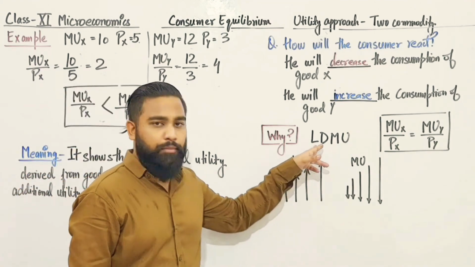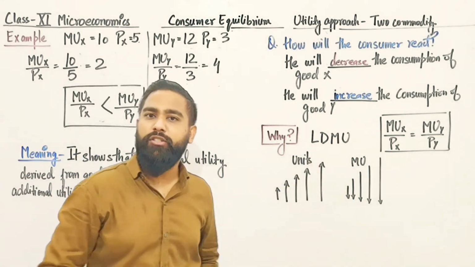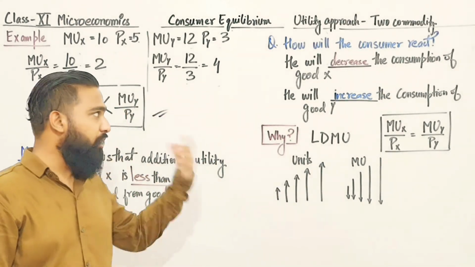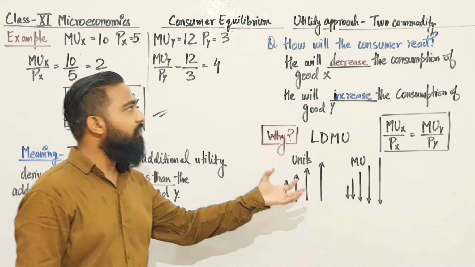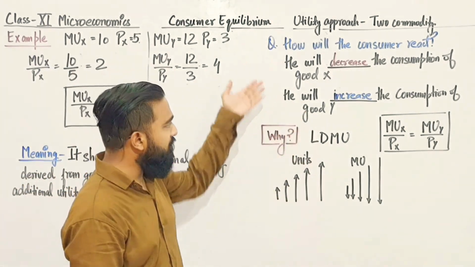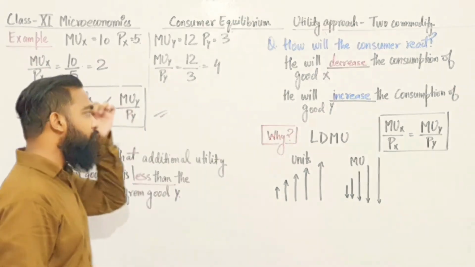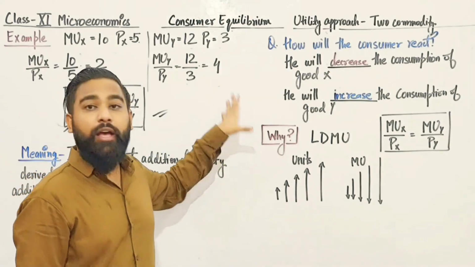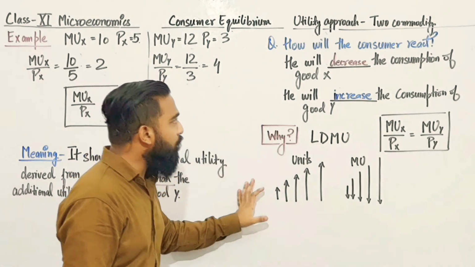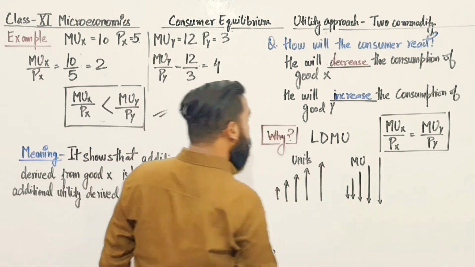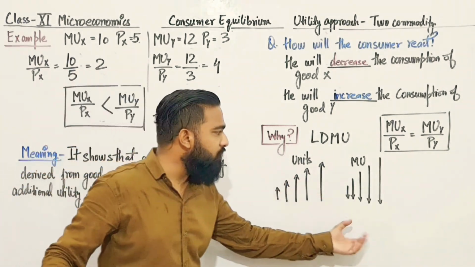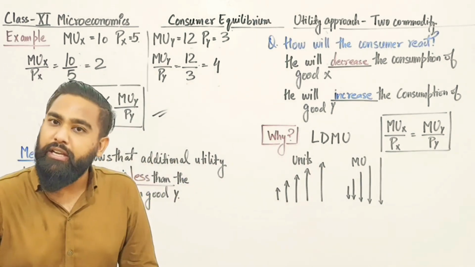Again, due to the law of diminishing marginal utility. When you write this in your paper, the question arises, why? First of all, you have to tell how the consumer will react. You have to mention these two things, and you have to mention the reason also. But why? Because of the law of diminishing marginal utility. Because if we decrease the units of consumption of good X, the marginal utility will increase.